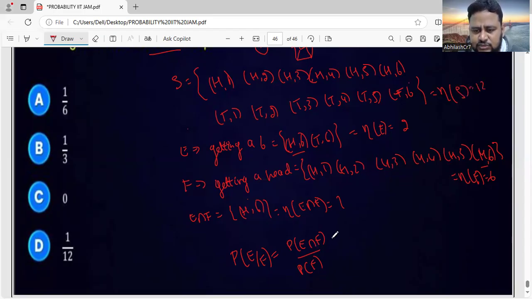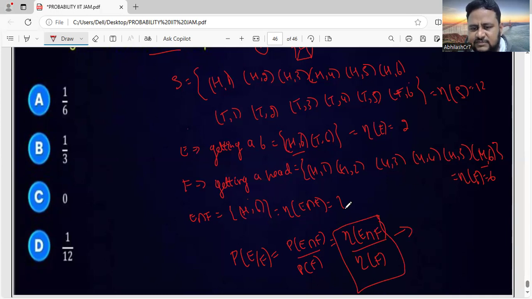So we can either use this formula, or N of S will come in both numerator and denominator, and if you cancel it, you get, as I told you in the first class of conditional probability itself, N of E intersection F divided by N of F. Let us use this formula. N of E intersection F is 1, and N of F is 6. So what is the answer we got? That is 1 by 6. Which is the option? Option A. Okay, friends, this is how we solve this question.